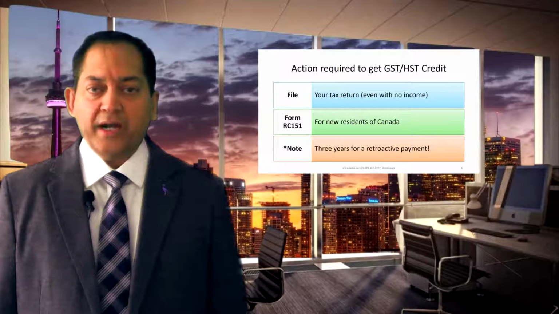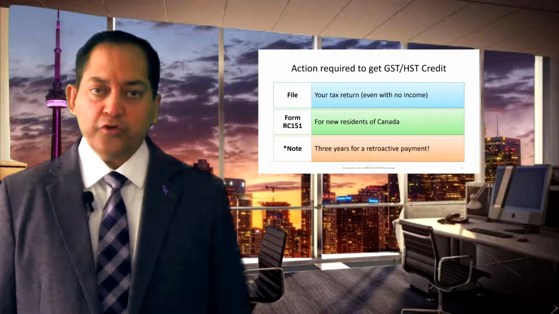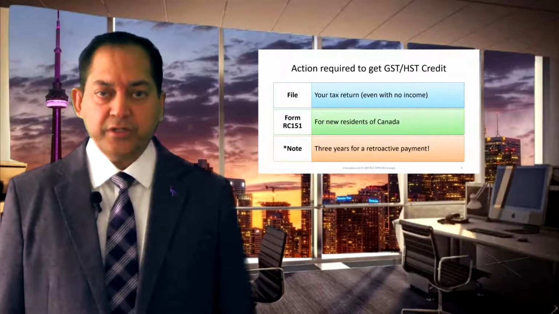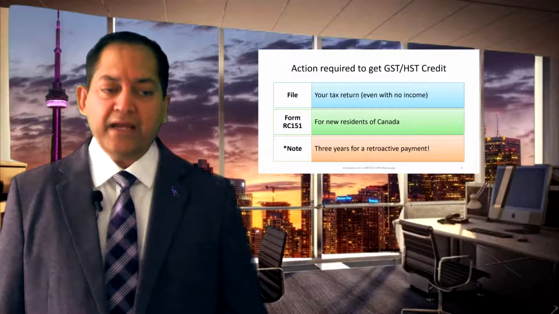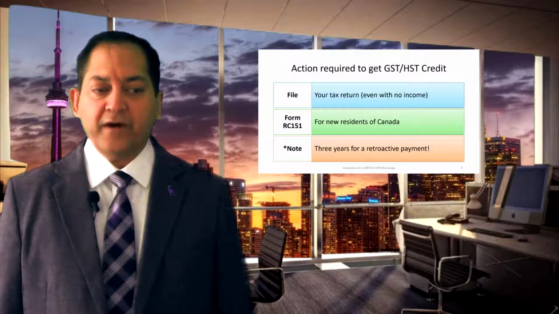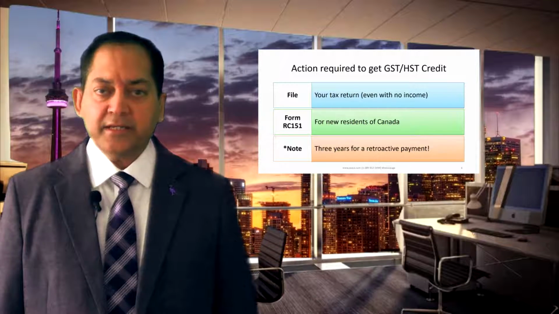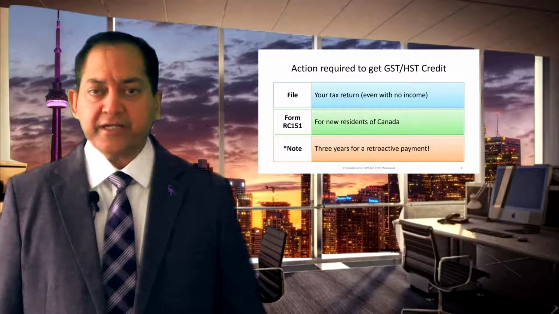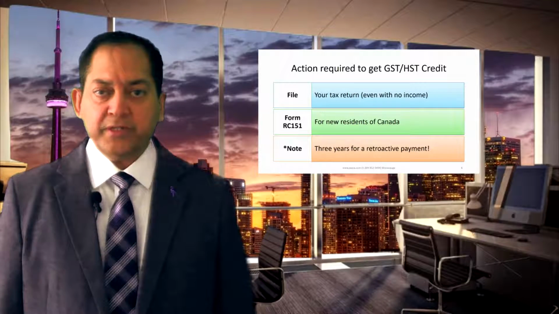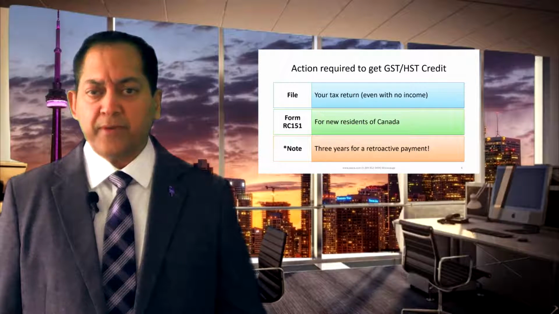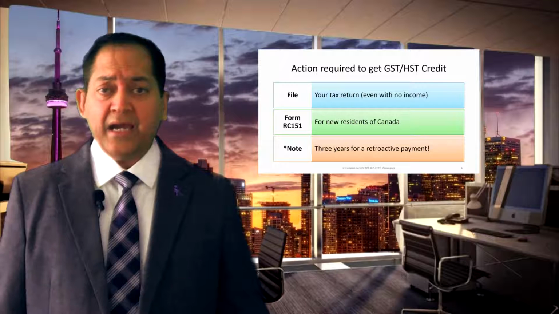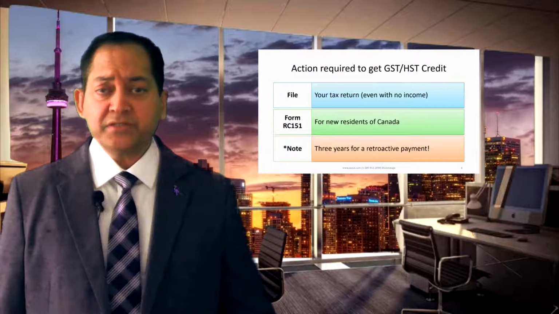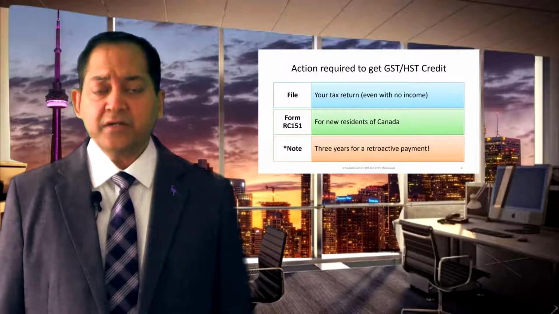Now, what actions are required on the part of the applicant? First of all, you need to file an income tax return, regardless of whether you have earned any income or not. Then in case of new residents, you need to file form RC151, and there is a retroactive effect of this payment. So it means if for certain reasons you have not applied for GST HST credit for past years, then you can apply up to 3 years in the past. So this is indeed a great benefit.